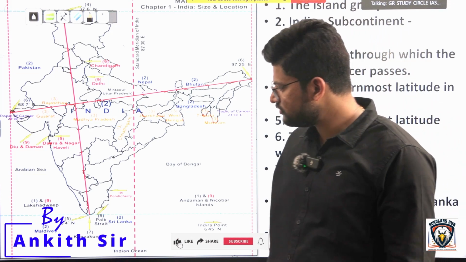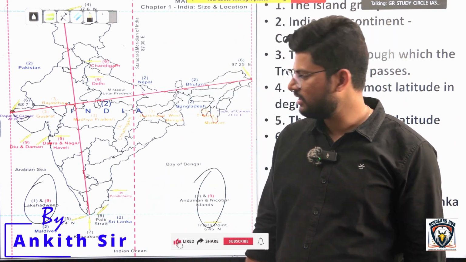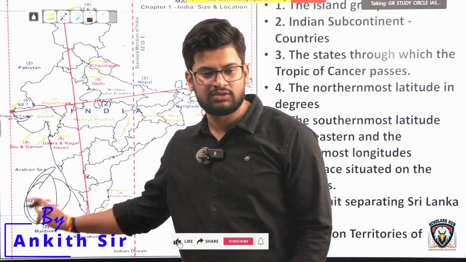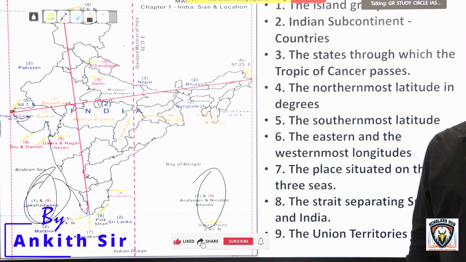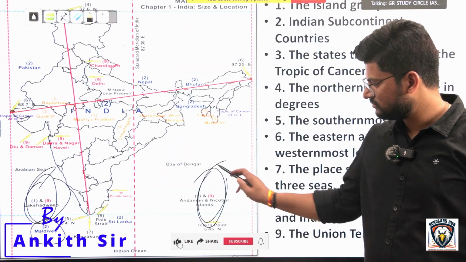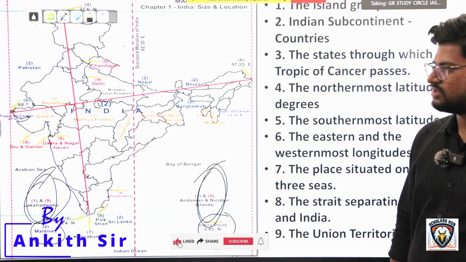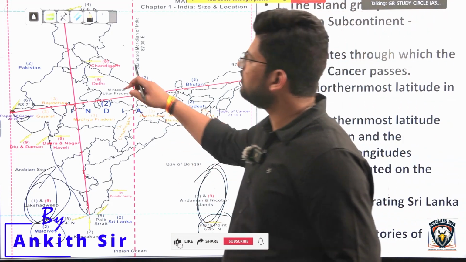So how many island groups do we have? Lakshadweep and Andaman. So these are 2 island groups that we have. We have discussed that Lakshadweep are coral in origin, so elevation is very low, and they are close to Maldives. And for the Andaman Nicobar Islands, the southernmost tip, at 6 degrees 45 minutes, is the southernmost point of India.